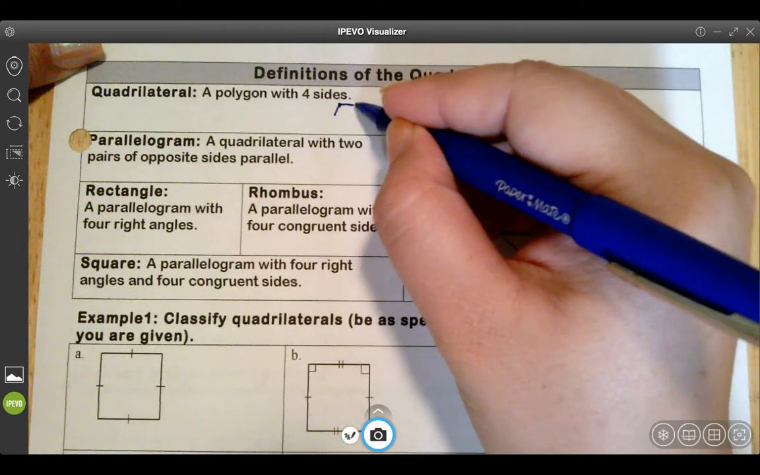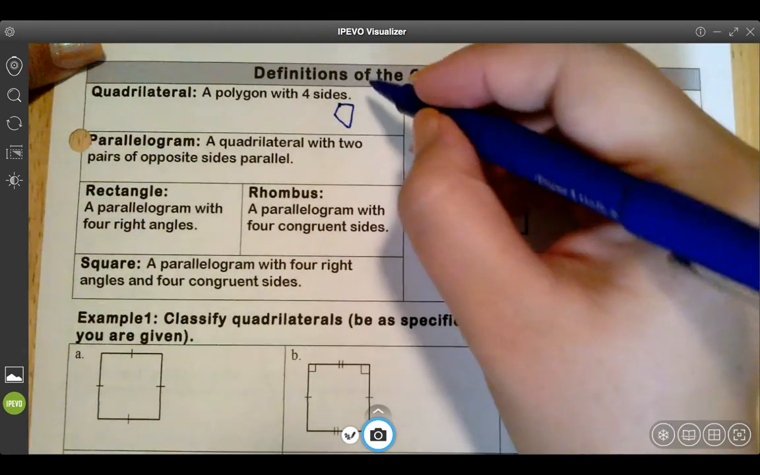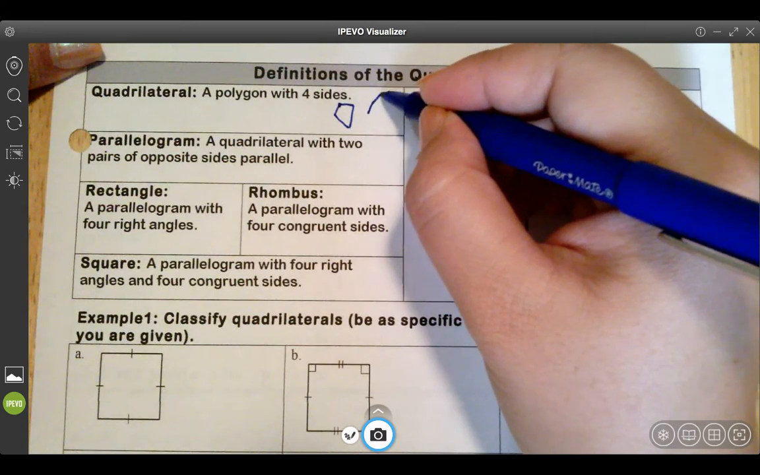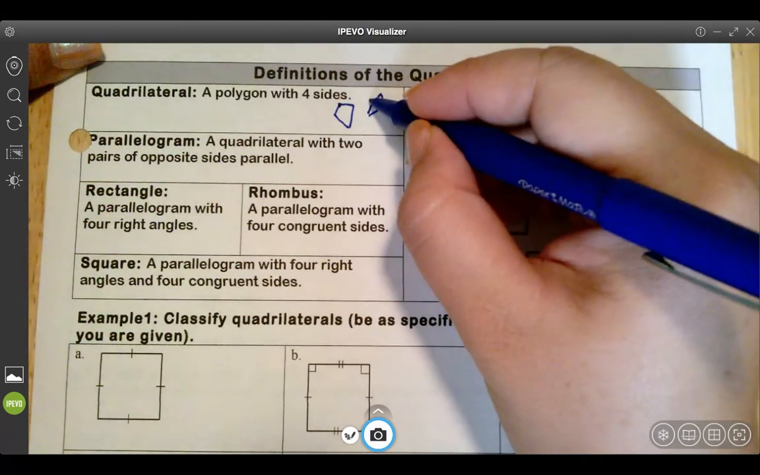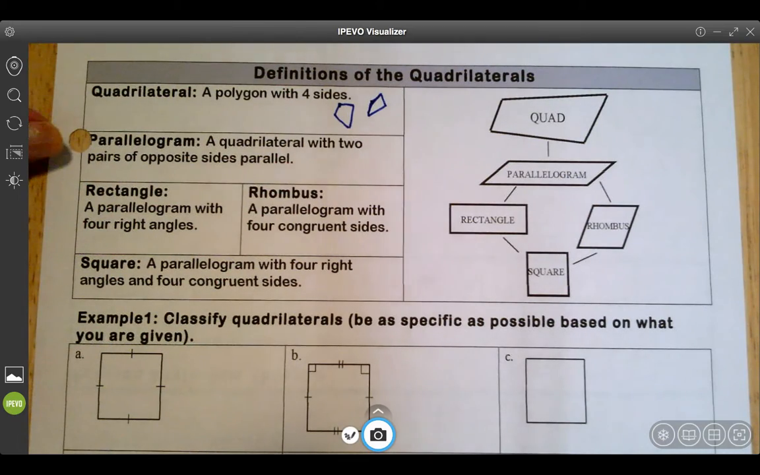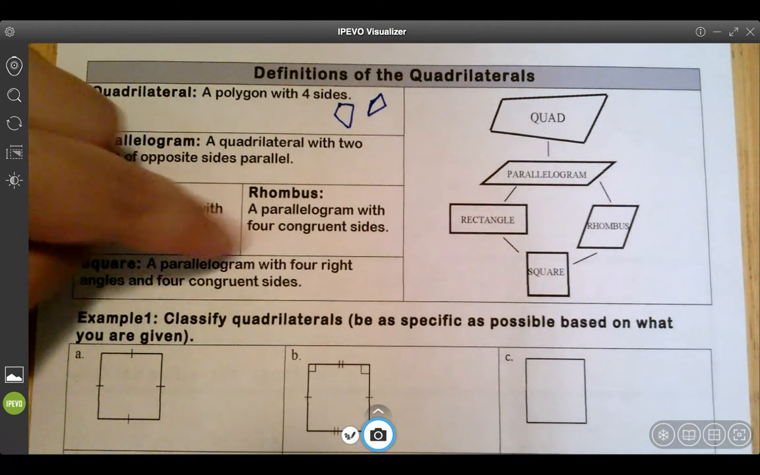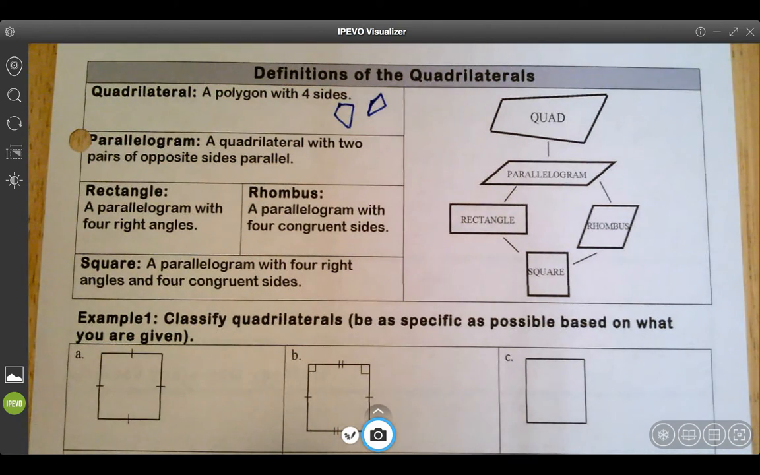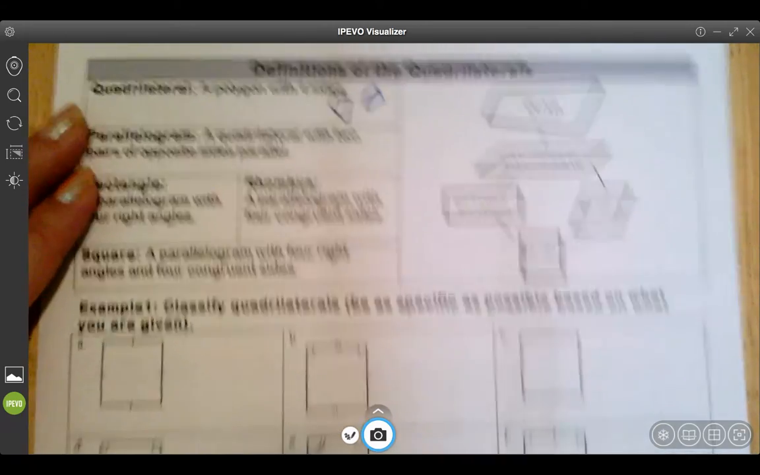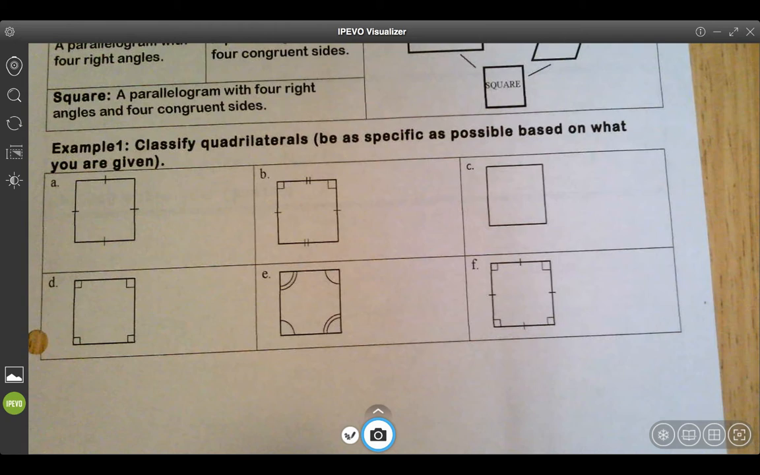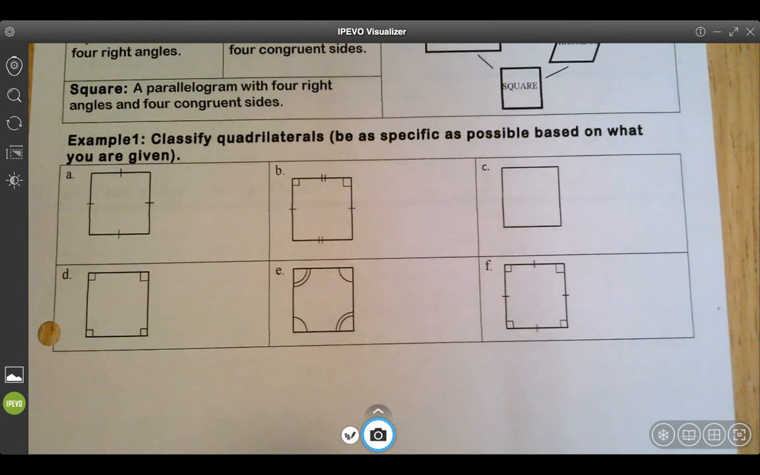So something like this is a polygon. Something like this is a polygon. As long as it has four segments that are joined at the endpoints. A parallelogram then means we take that quadrilateral and we give it two pairs of parallel sides. If we give it further restrictions, we can say we also have a right angle, or we also have congruent sides. And if we have both of those, then it's a square. So let's look at classifying these. Classify quadrilaterals. Be as specific as possible based on what you are given.